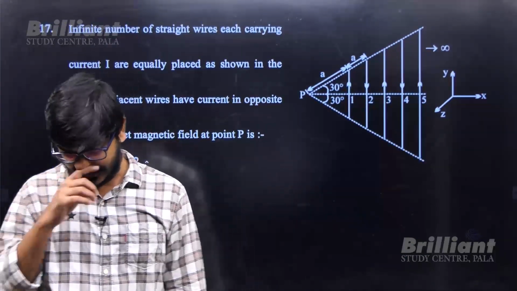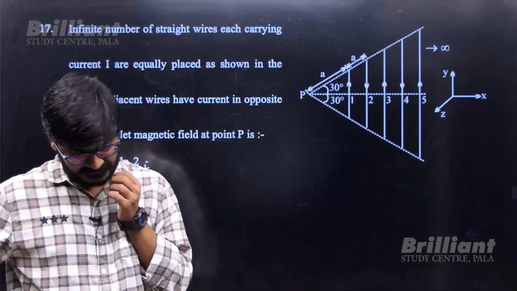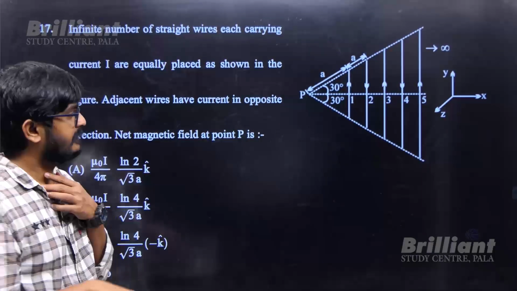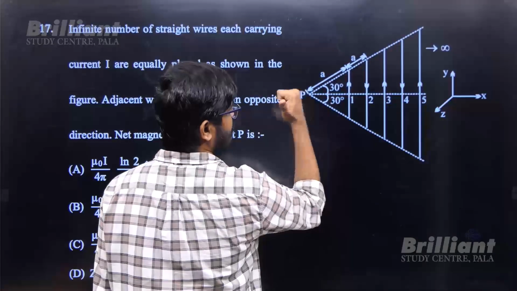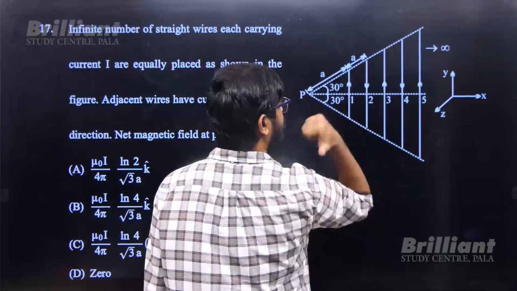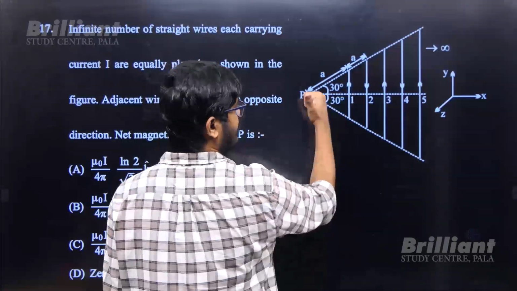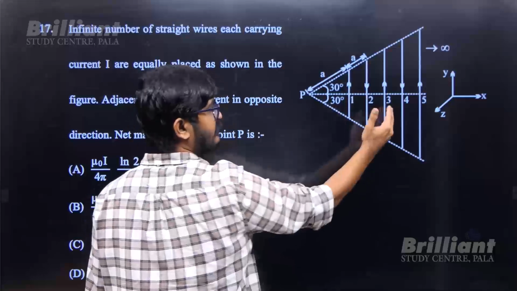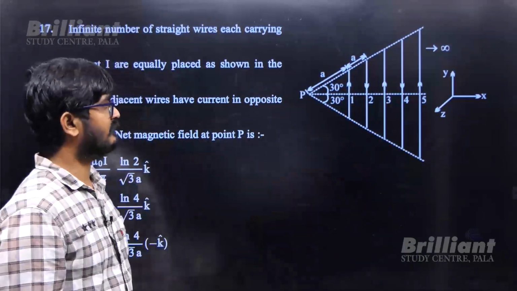Infinite number of straight wires carrying current I are equally placed. Adjacent wires have current in opposite directions. Find the net magnetic field at point P. There is a current carrying wire, so the magnetic field here will be in this direction. For the next wire, the magnetic field will be in the opposite direction. So alternately it is K cap and minus K cap. Due to this one it is minus K cap, due to this one K cap, minus K cap. Now what is the only difference?